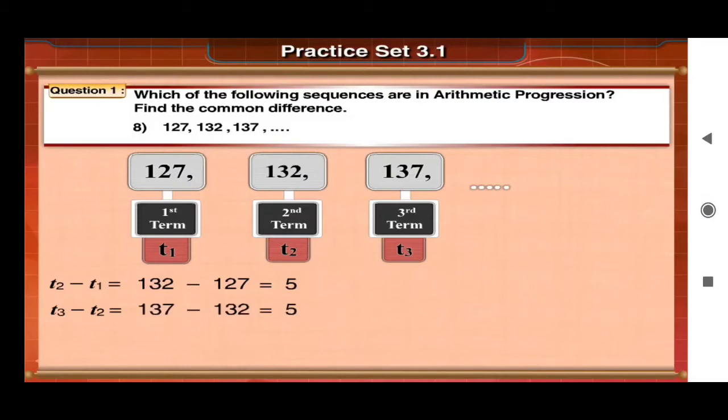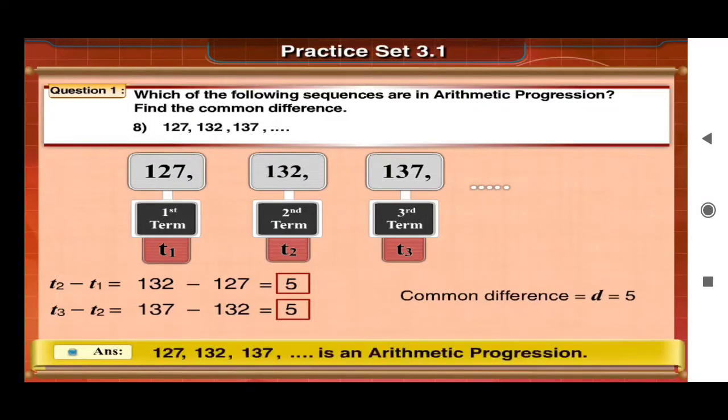And so on. Here the common difference is 5, and so the sequence 127, 132, 137, and so on is an arithmetic progression.